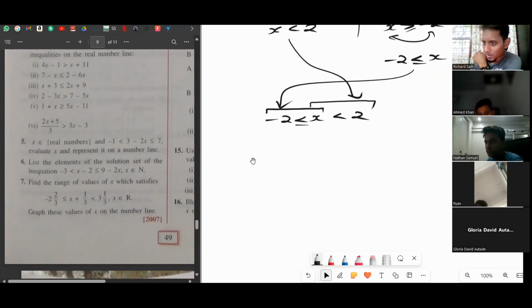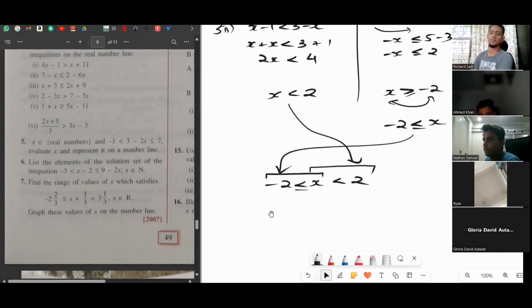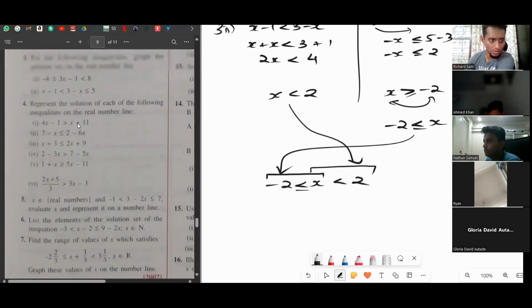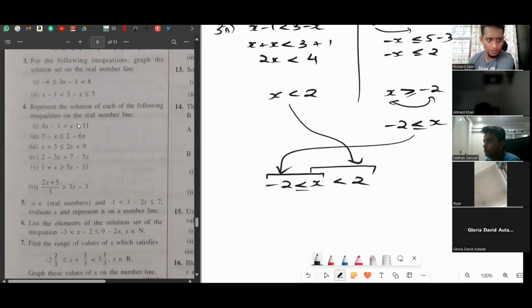About the number lines, when we make the dark line, when it is a real number, you have to put that dark line. If it is natural or whole or integers, then you have to separately mark each dot. This has to be on the real number line, no?